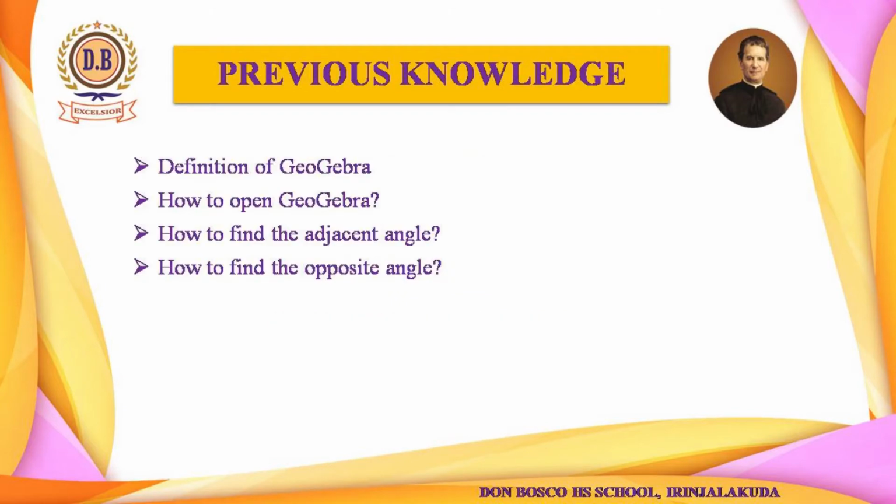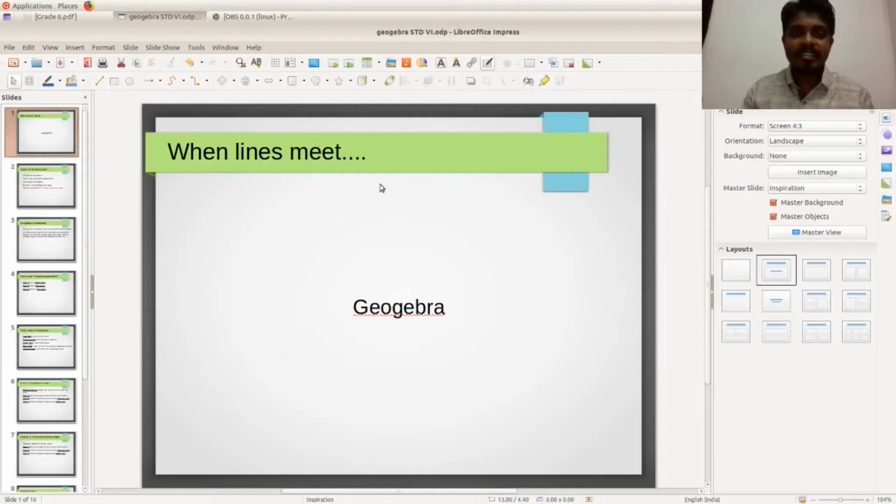We have already discussed this chapter, When Lines Meet. Today I'll complete this chapter, so let us continue with our last class. I'll give you a quick revision of the last class. Our chapter name is When Lines Meet, and we have used an application called GeoGebra.